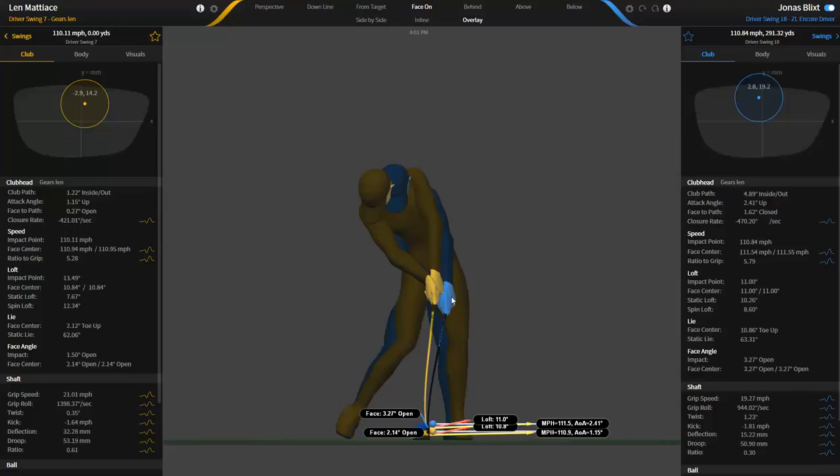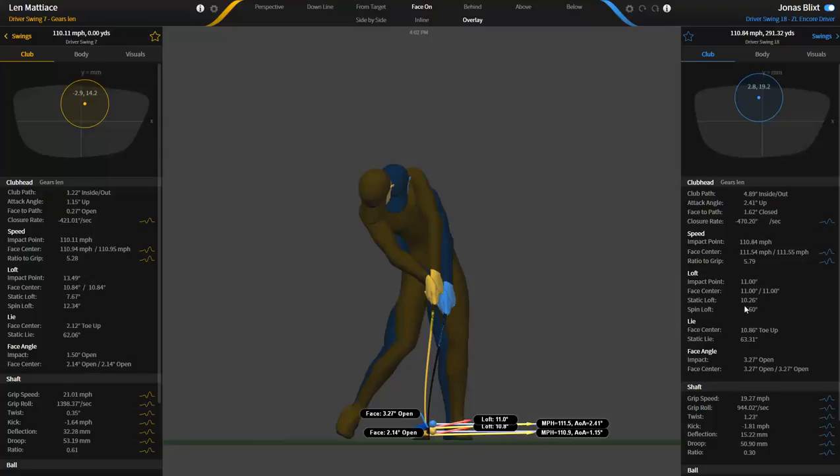Jonas Blixt is opening the face by leaning the shaft forward and raising the handle. So there are two tour players that are manipulating the club face very differently. And Jonas Blixt is playing with a 63-degree driver. Lenny's at a 62-degree driver. And Jonas has more loft, 10 degrees of loft.